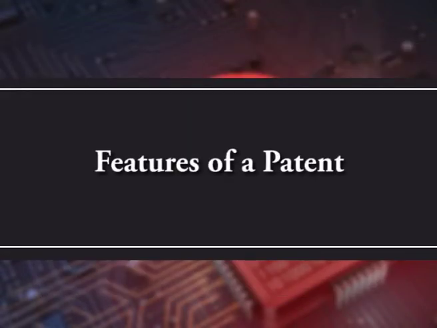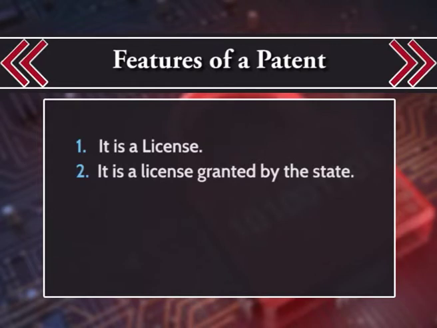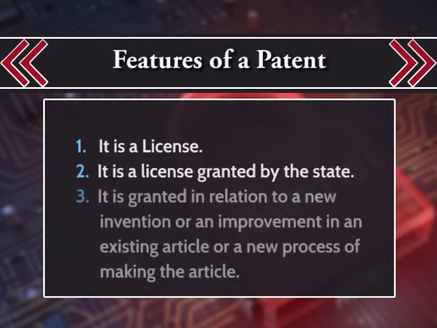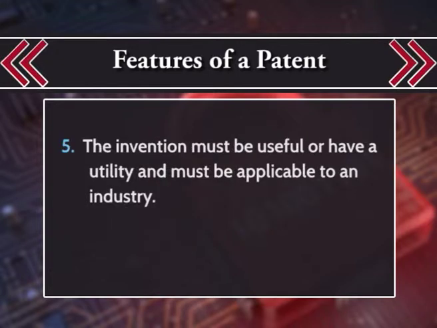Then we will discuss important features of patent. First, it is a license. Then it is a license granted by the state. It is granted in relation to new invention or an improvement in an existing article or a new process of making the article. Another one is it confers an exclusive right on such persons or individual to use or exercise the invention granted to him in consideration of such disclosure of the invention. The invention must be useful or have utility and must be applicable to an industry.